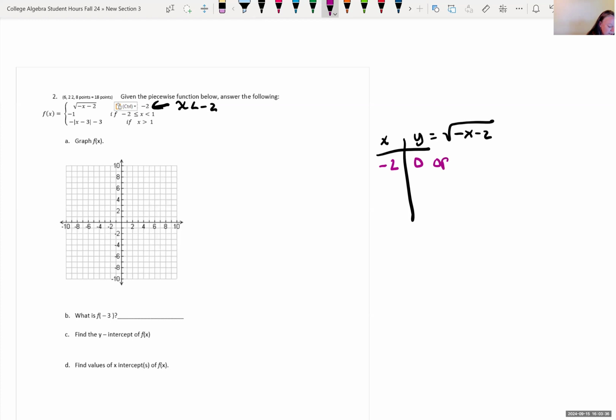I'm going to put an open circle here because it's not included, but we're getting very, very close to x equals negative 2 on the left. Choosing a number that is smaller than negative 2, how about negative 6? So if I plug in negative 6 there, I get the square root of the negative of negative 6, which is positive 6. Positive 6 minus 2 is the square root of 4. Square root of 4 is 2. So let's plot that.